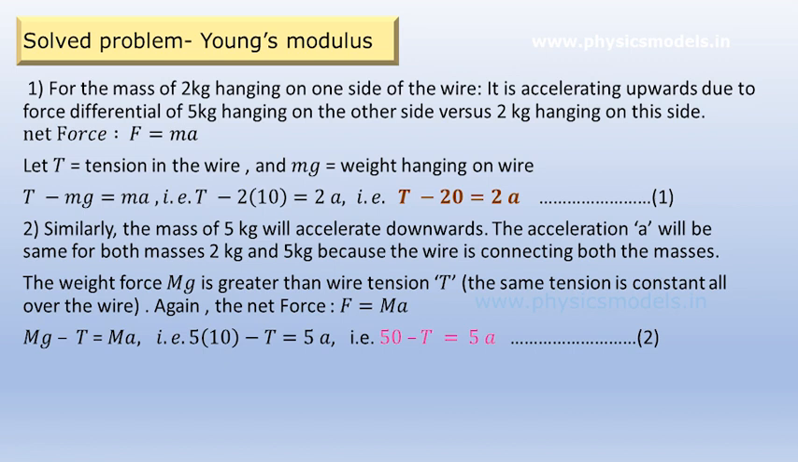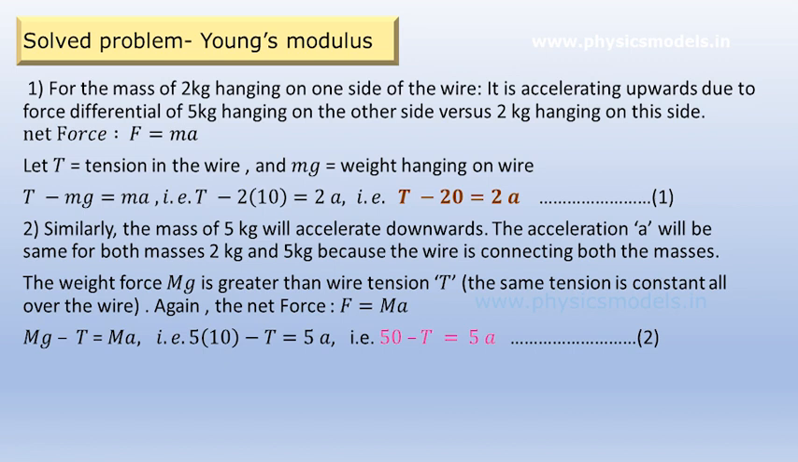Similarly, on the right hand side, the 5 kg mass is accelerating downwards. So in this case, the mg is greater than the wire tension T. That's why the weight is accelerating downwards. So mg minus T here is equal to m into a. The a is same for the 2 kg and the 5 kg mass because both the masses are connected by one single wire. Therefore 50 minus T is equal to 5 into a.